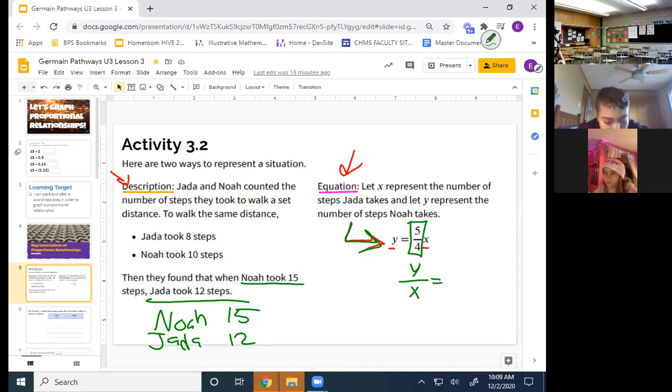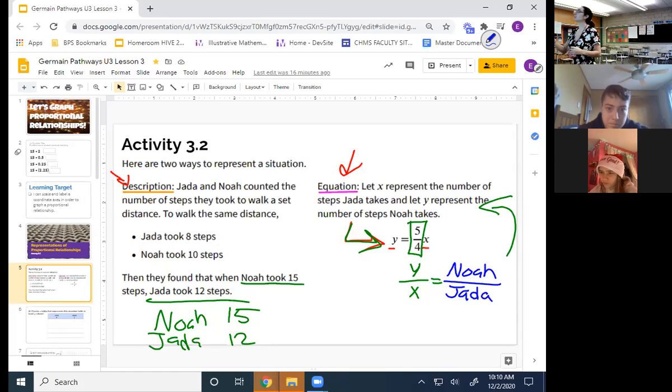In this scenario, Y represents which person? Looking back up here at the description, Y represents Jada. Oh, wait. No, Noah. Y represents Noah. Very good. So it's going to look like Noah over what? Noah over X, which is Jada. Very good. Nice job. So your constant of proportionality is written as Noah over Jada.